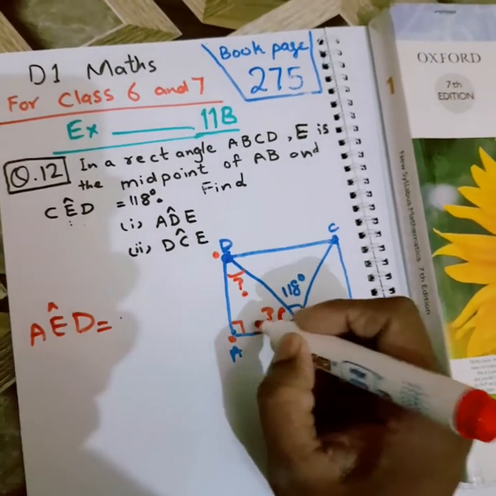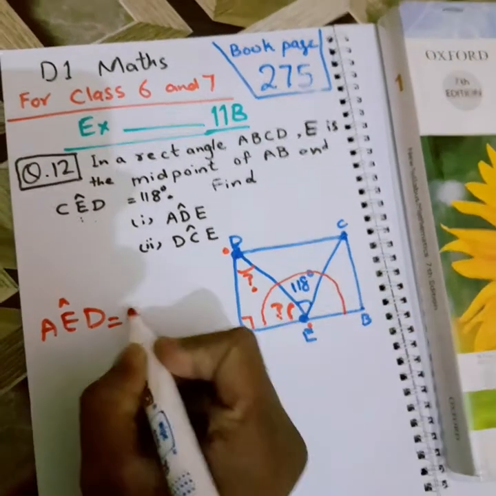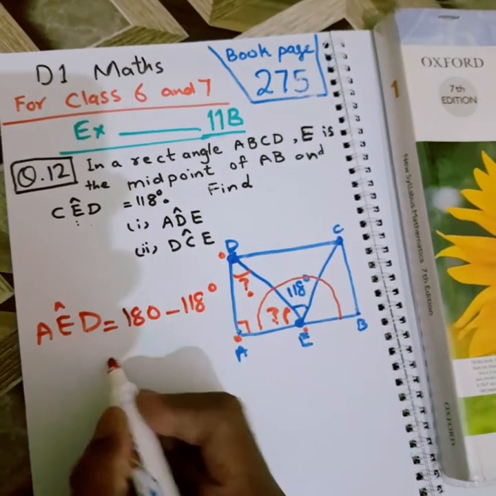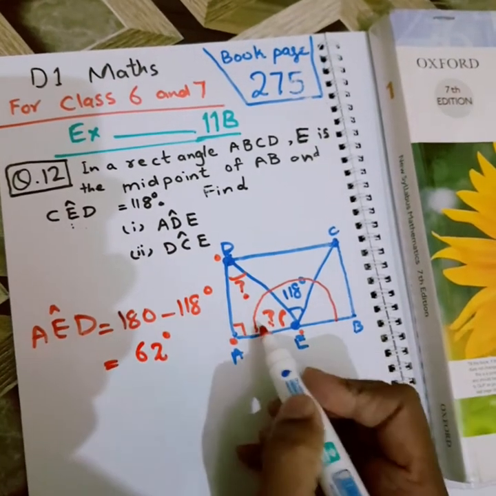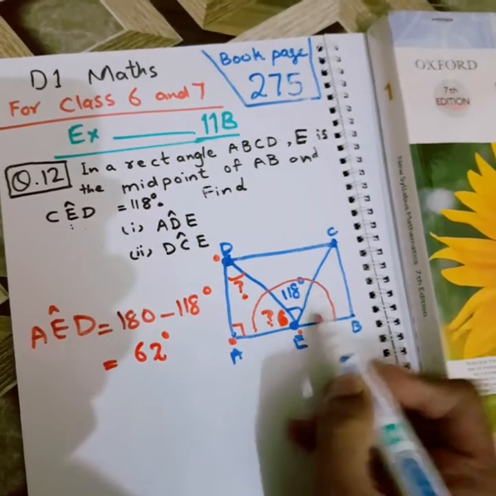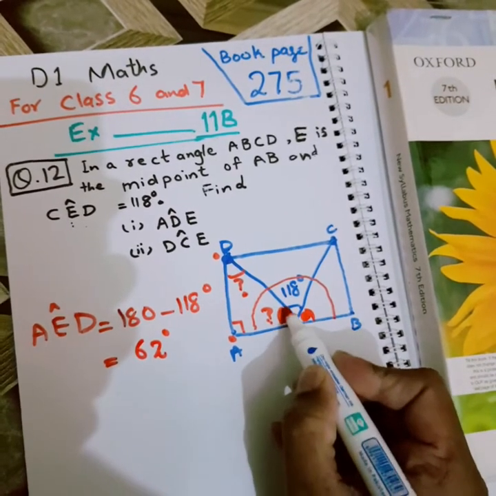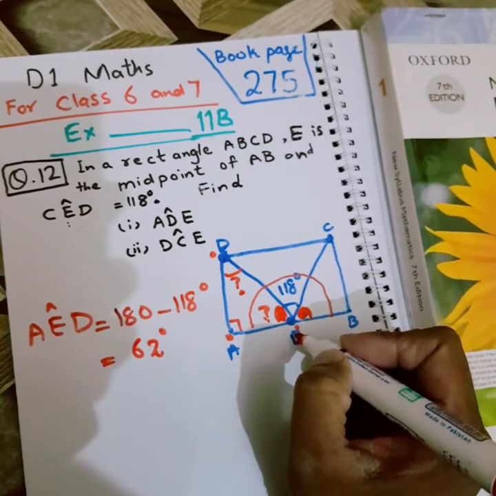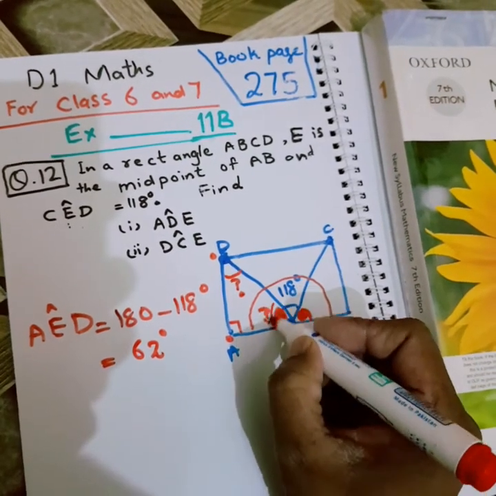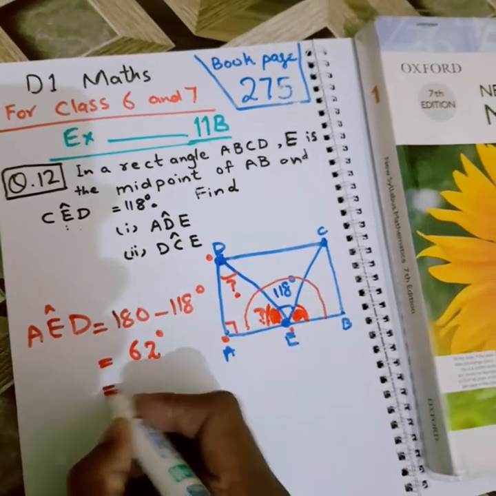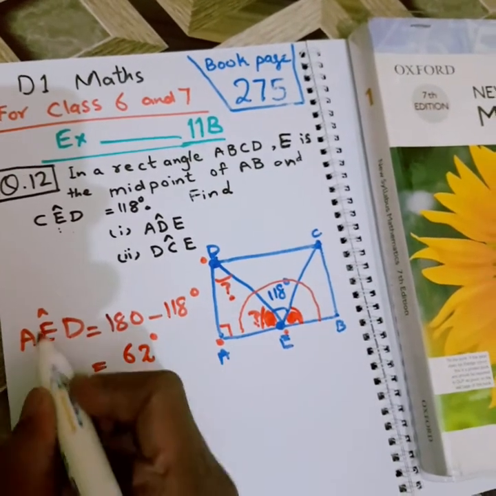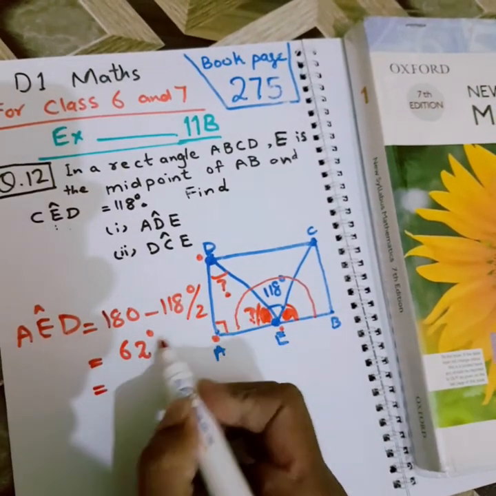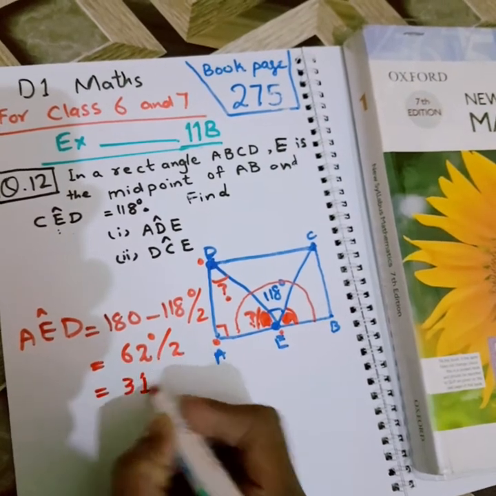First of all, we know that from here to here it is 180 degrees. From 180 degrees, first of all, subtract the middle one, 118. We will get 62 degrees, and this 62 degrees is not the part of this one. This 62 basically means both of these red shaded angles are the same because we know that E was the midpoint. If E is the midpoint, that means whatever angle is being formed here must be here as well. So for EAD, we need to first find 62, then it should be divided by 2, then we will get 31 degrees.